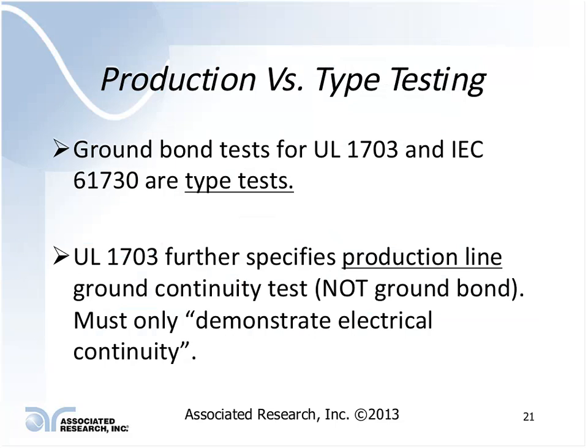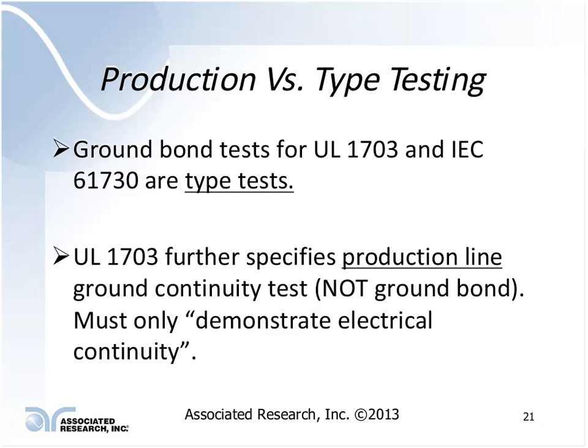1703 actually does specify, however, production line ground continuity testing. It must only demonstrate electrical continuity. So in the UL spec, it's section 45 in 1703, and section 45 specifically relates to a production line test. It says, each module or panel provided with a connection for grounding accessible conductive parts shall be subjected to a routine production test to demonstrate electrical continuity. So they don't get specific here.